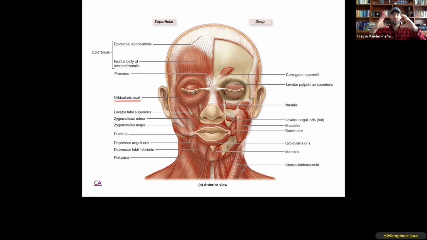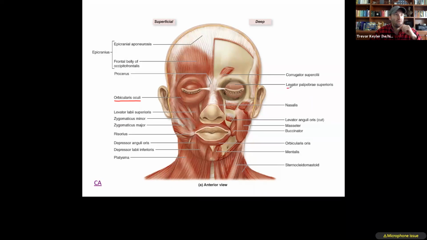If this were to contract, the radius, or the diameter, would get smaller. And that forces the eye shut. So that's how we close our eyes during a blink. Over here on the deep side, we can look, how are we going to open that eye back up?